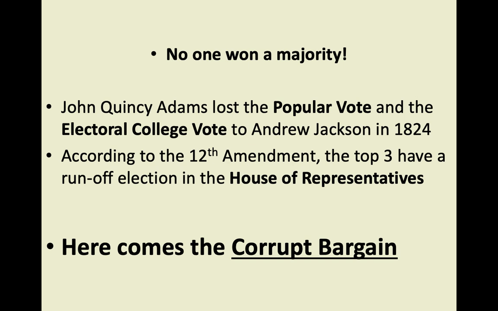All right, let's read through this. No one won a majority. John Quincy Adams lost the popular vote and lost total college votes to Andrew Jackson in 1824. According to the 12th Amendment, the top three have a runoff election in the House of Representatives. Here comes the corrupt bargain. Make sure you write that real big. Corrupt bargain.